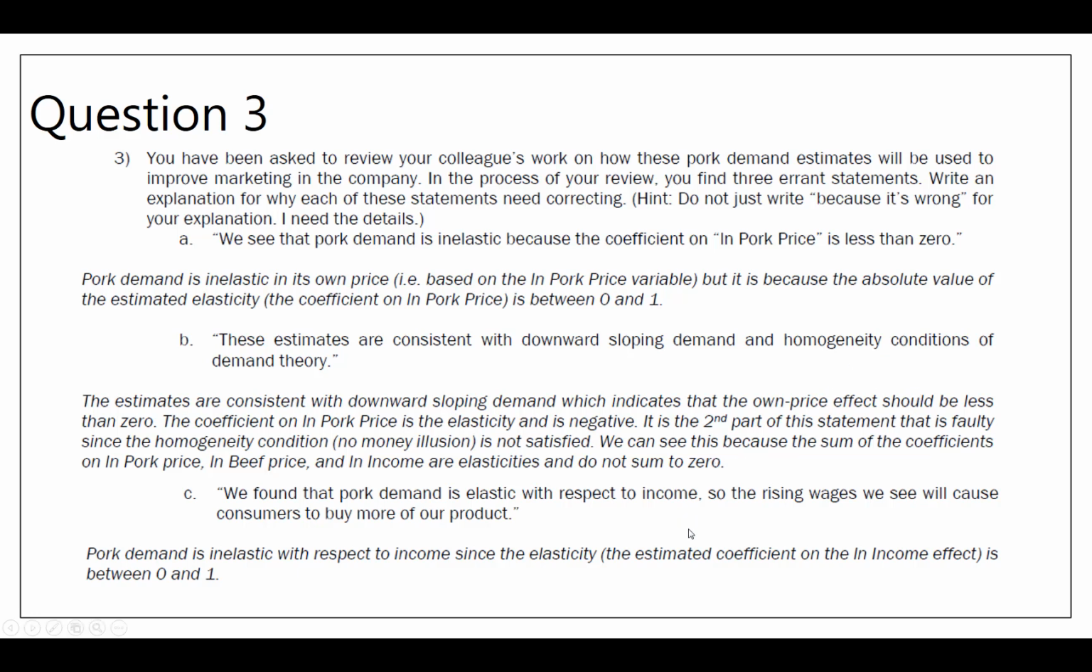And then in the third part, we found pork demand is elastic with respect to income. That's false. This part is true, though. It says rising wages, we will see consumers buy more of our product. The second part here is just saying there's a positive income effect. The first part here is saying there's a strong positive income effect. Elastic means income elasticity greater than 1, but that is not what we have. So down here, pork demand is inelastic with respect to income, since it's between 0 and 1. That means if income goes up by 1%, we don't expect to get a full 1% gain in sales of pork.